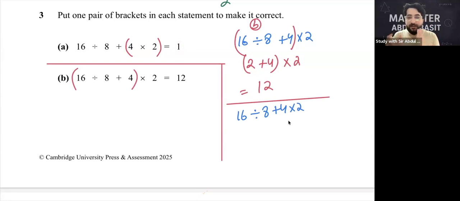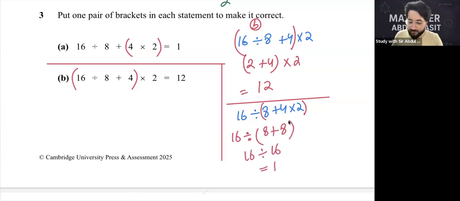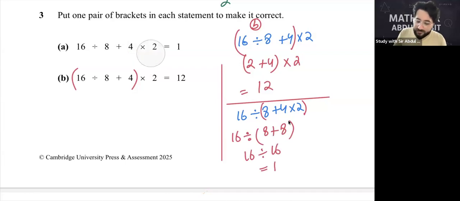I tried the first three, I got 12. Let me try the second, third, and fourth, and let me check whether we get 1 or not. Let me close these in the bracket now. 16 divided by bracket, now bracket multiplication plus, first, 8 plus 8, and 16 divided by 16 is equal to 1. So it means that for the first answer, I have to close the last three in the bracket, but for the second answer, I have to close the first three in the bracket.